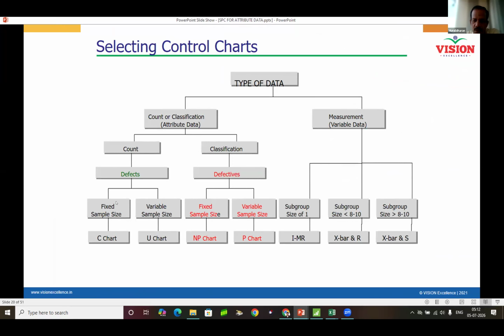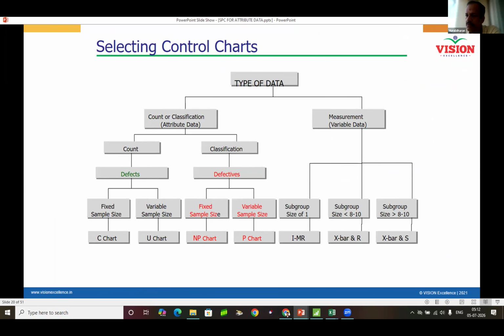Excuse me, sir, one doubt. The P chart we use whenever the sample size varies every time, and the NP chart when the sample size is fixed, that is, you are going to inspect the same number of samples every day.